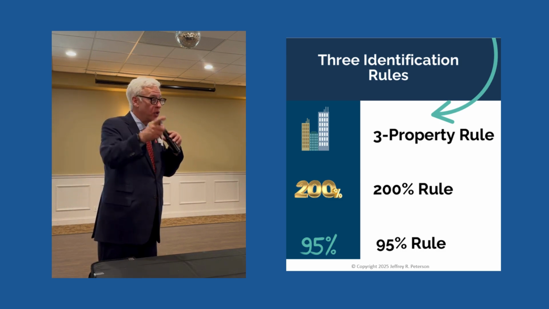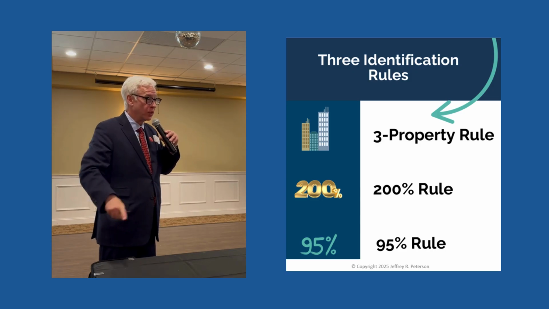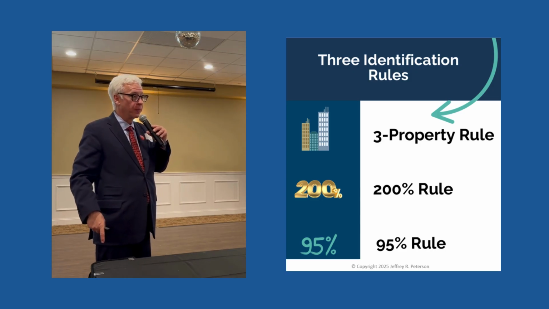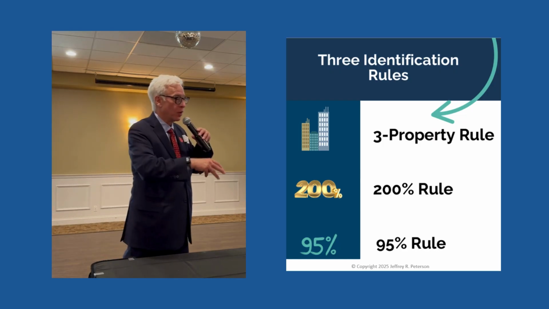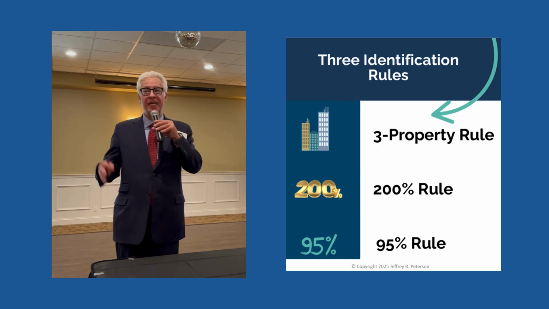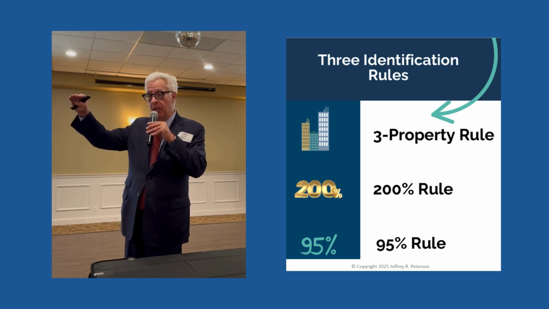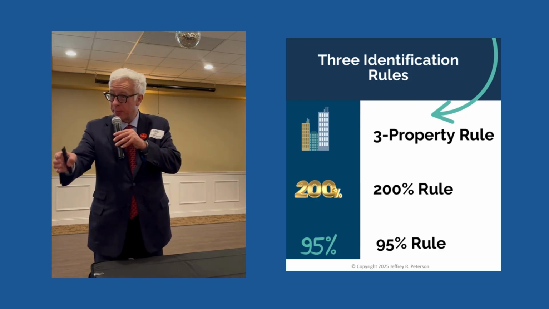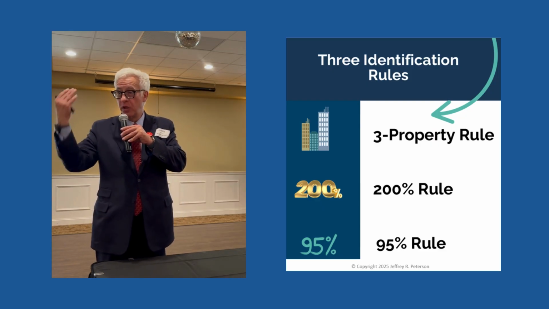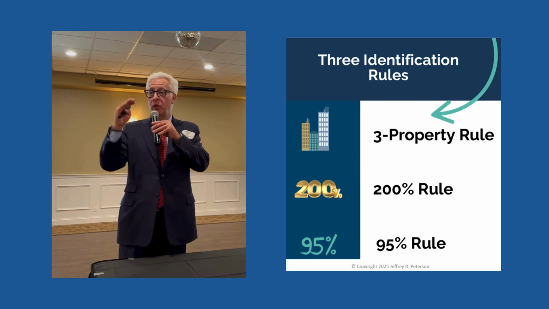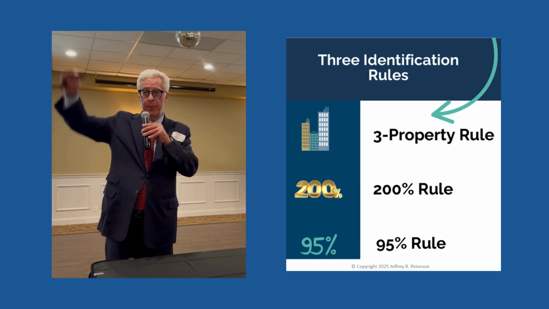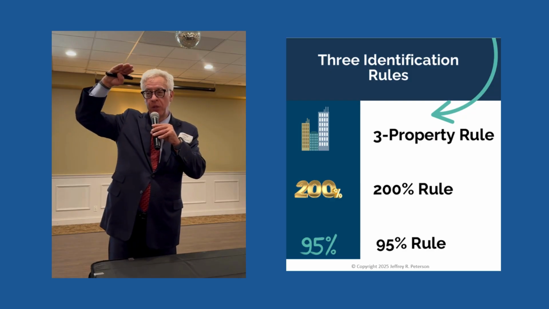Now there's an alternative rule, a different rule that you could go down, where you could identify more than 3 properties. But now they cap you with a value, a ceiling. If you sold your relinquished property for $1 million using the 200% rule, you double the value of your relinquished property to find your ceiling is now $2 million.